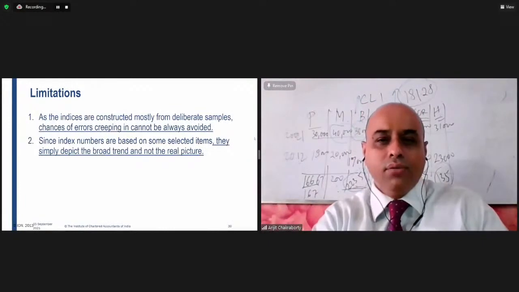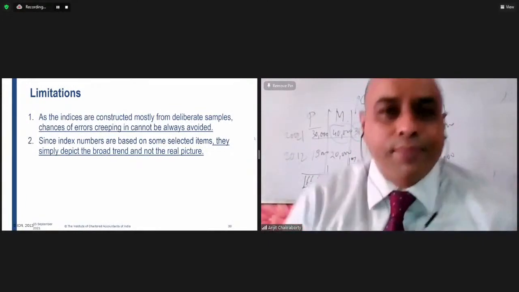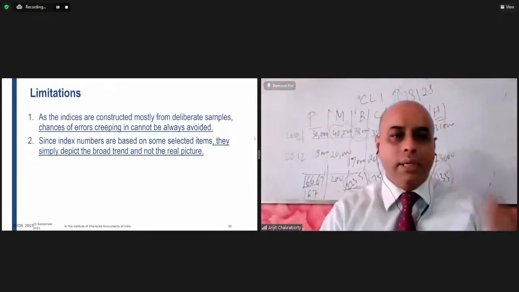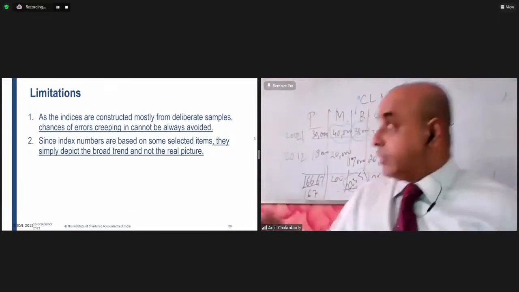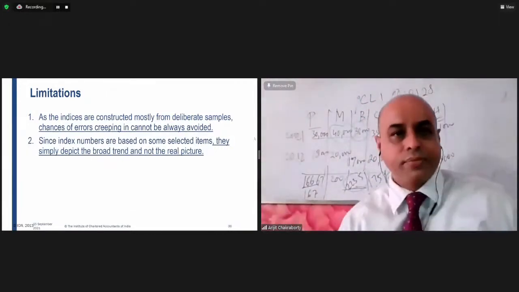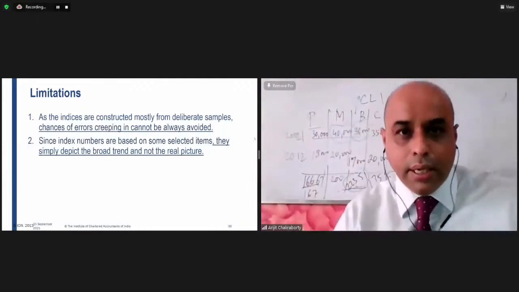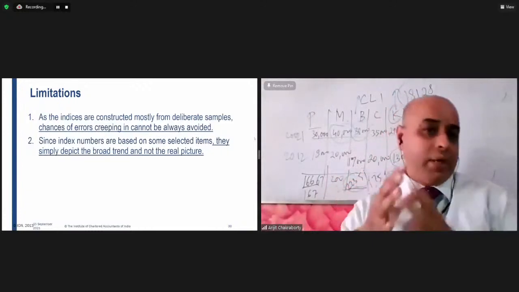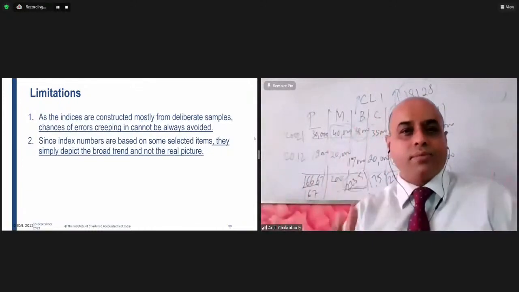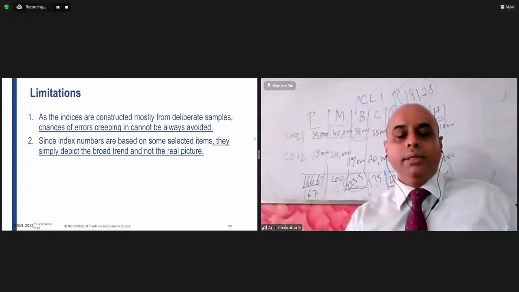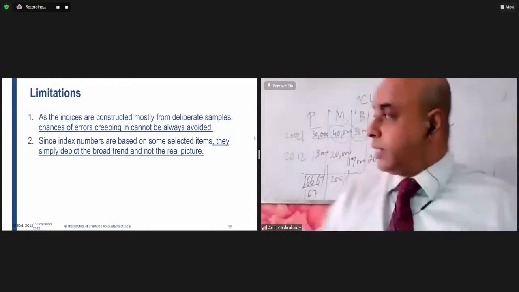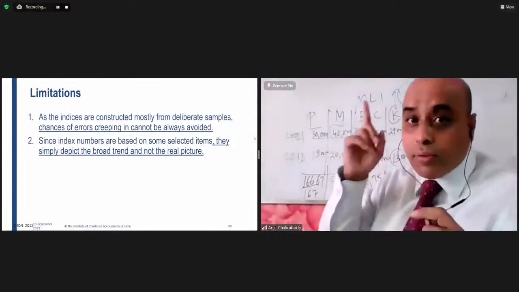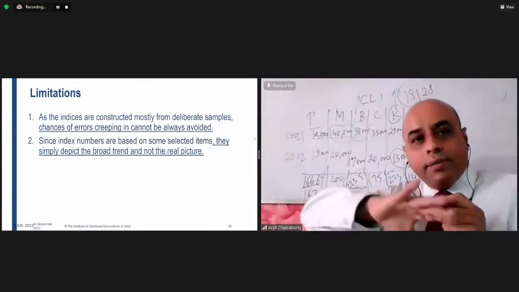Now, finally, before going into some of the tests of index numbers, we look at limitations. If the data is wrong, the index number is wrong. So you can get a question like this: which out of the following is a limitation of index numbers? So chances of error can always happen. And definitely the second point is it gives you the broad trend, not the exact real picture. It cannot always be the exact real picture, but it gives you the broad trend.